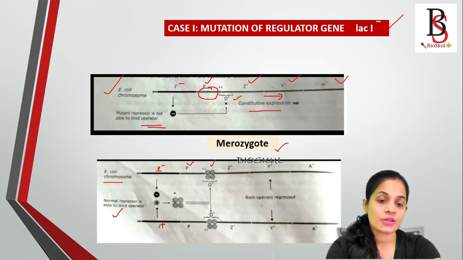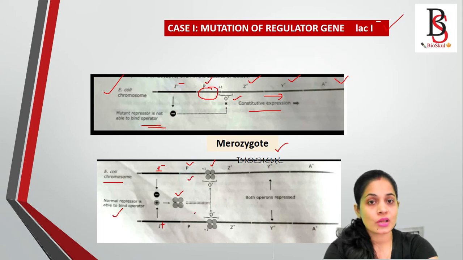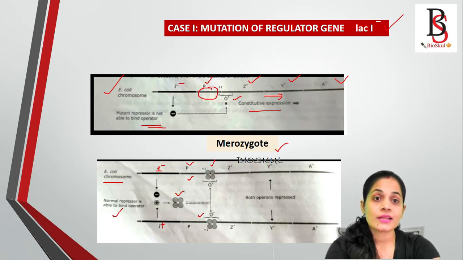Now the repressor is produced as a monomer, then it forms a tetramer. This tetrameric repressor can bind to both of the operators: the operator of the E. coli chromosome as well as the operator of the F prime factor. As both the operator regions are occupied by the repressor protein, RNA polymerase cannot bind to the promoter region, and that leads to the repression of both the operons.